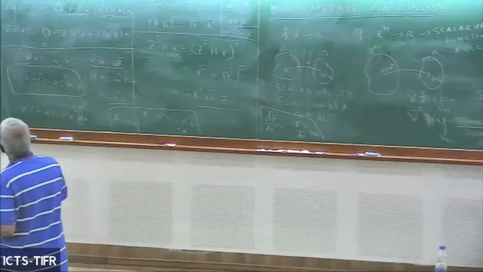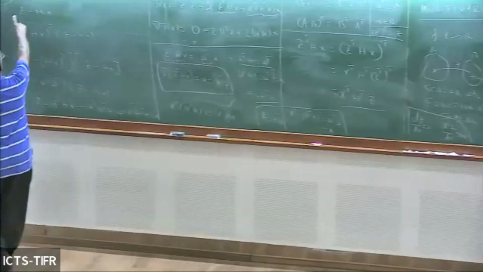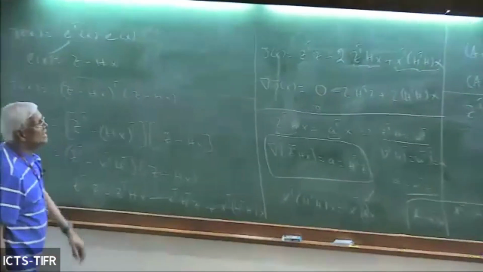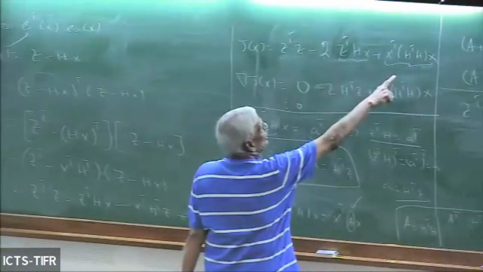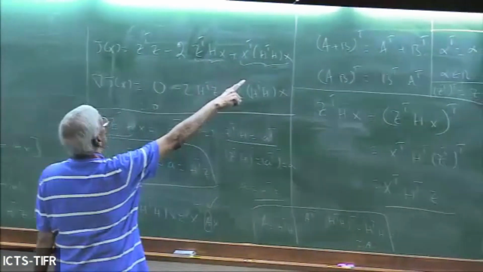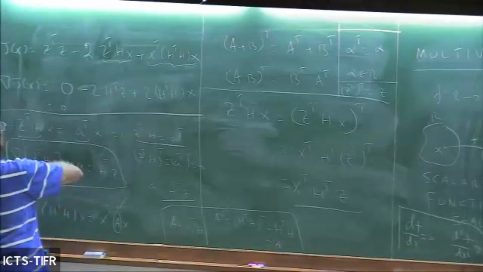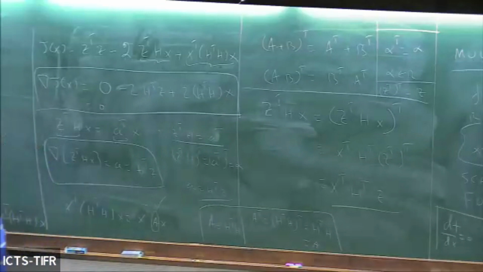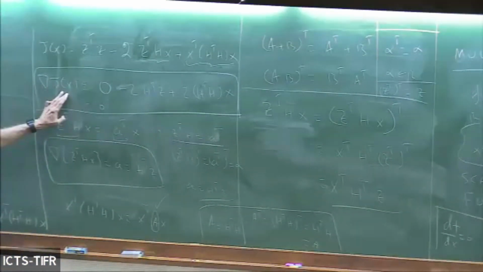So I have a single objective, which is the sum of the squared errors. We expanded that, and we used the rules from linear algebra to get that function into this form. We calculated the gradient and we equated the gradient to zero. And this is where we stopped toward the end of the last class. And this is where I need to begin.